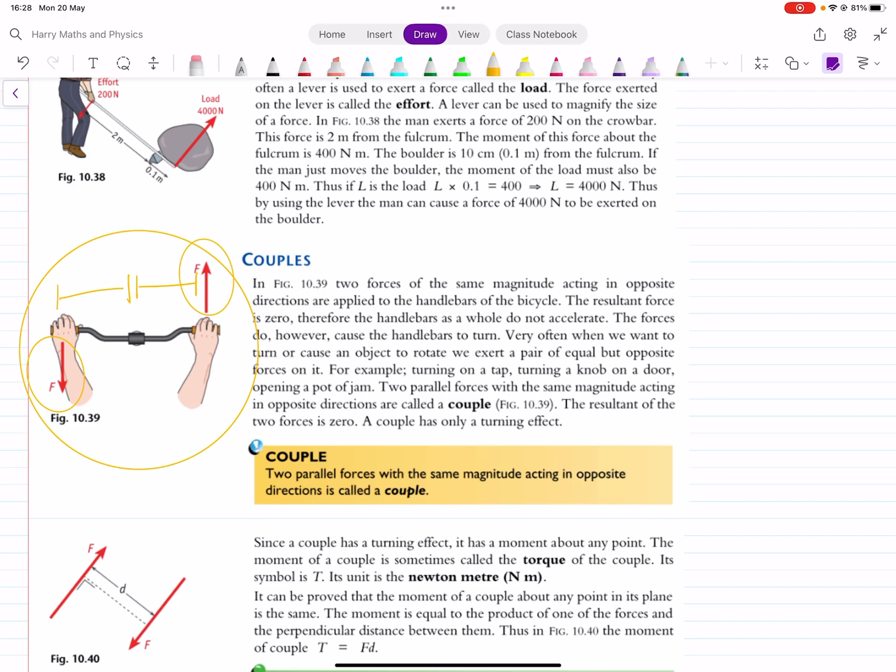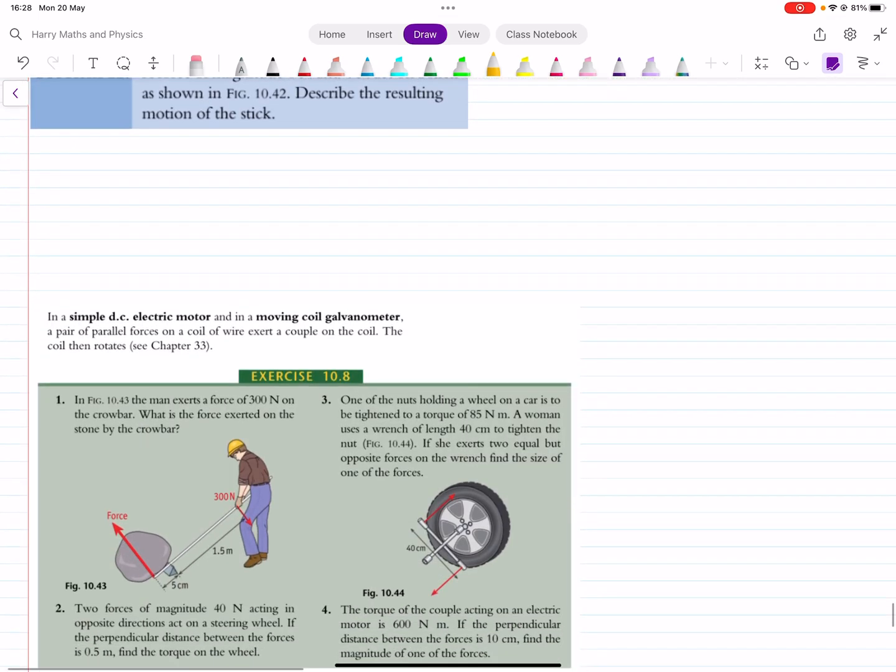Yeah? And often the moment of a couple is referred to as torque. Yeah? Right. So that's that chapter.